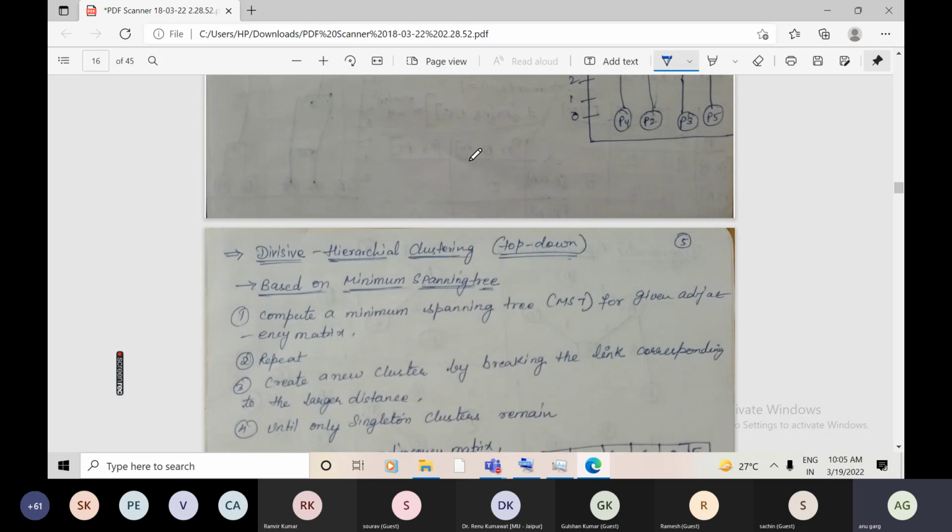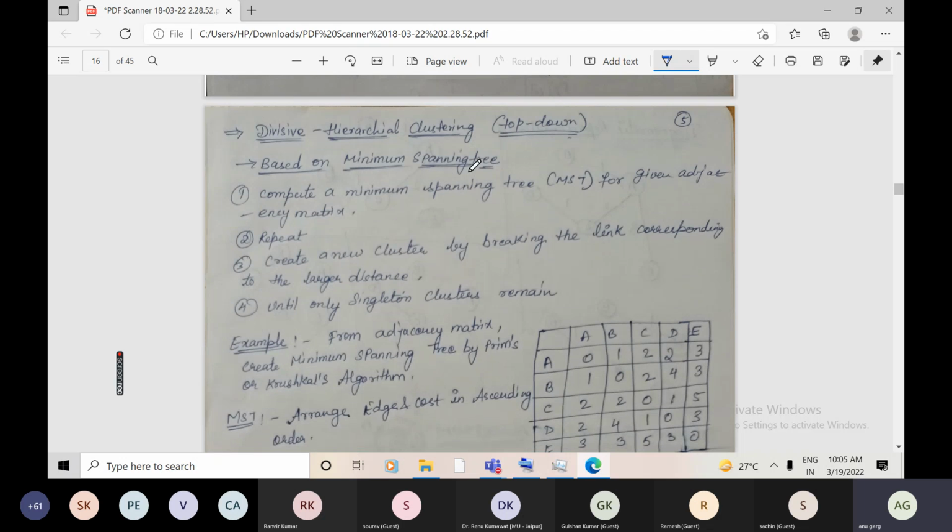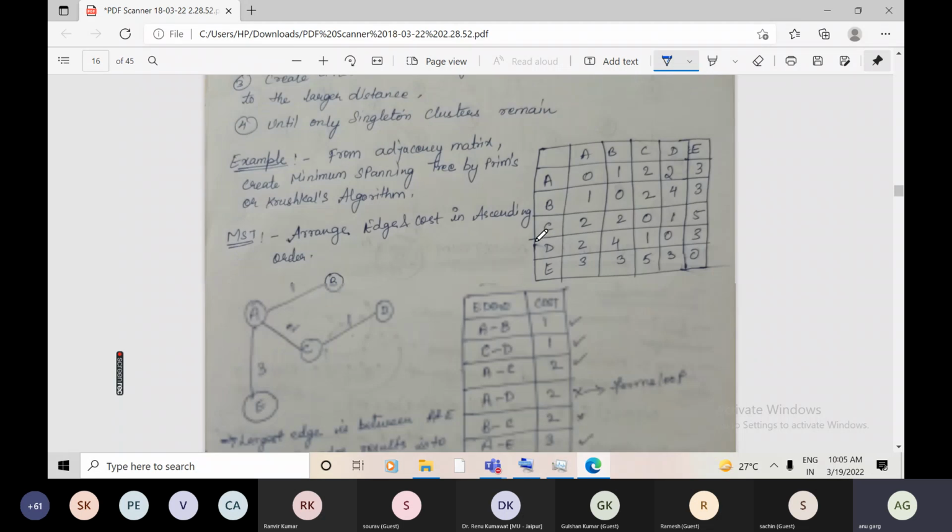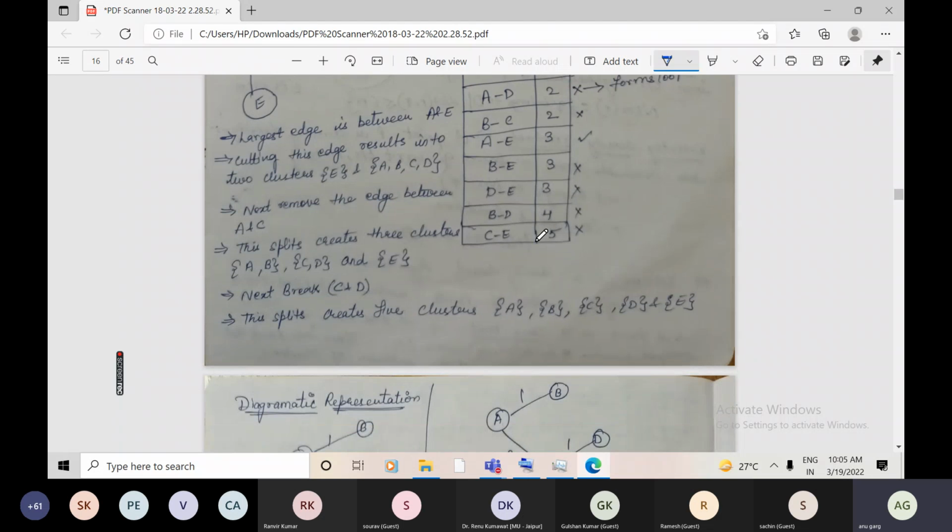So these were the 3 different algorithms in agglomerative. Now we have divisive. Divisive is top down. So here we need to make use of MST, that is minimum spanning tree, and then you need to get your clusters.